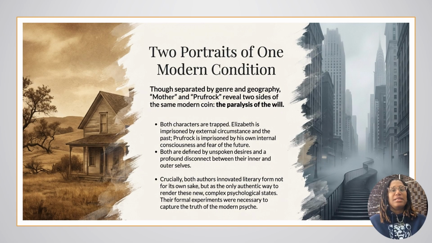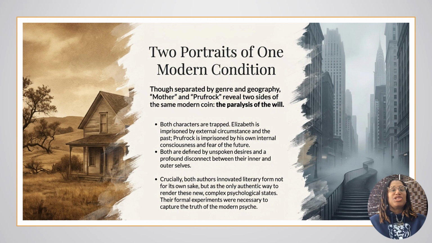Anderson and Eliot are describing the same modern condition, even though the settings and genres look completely different. Both texts circle around paralysis, that feeling that you cannot move forward even when you know what you want.